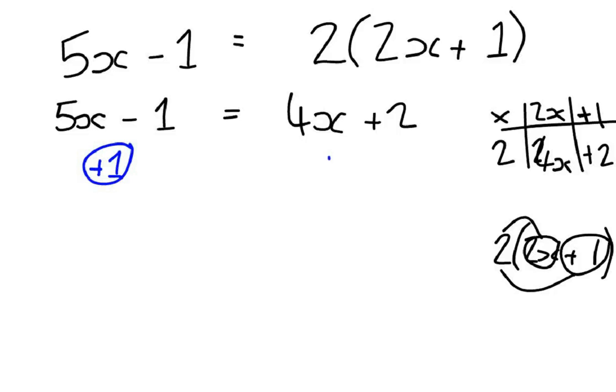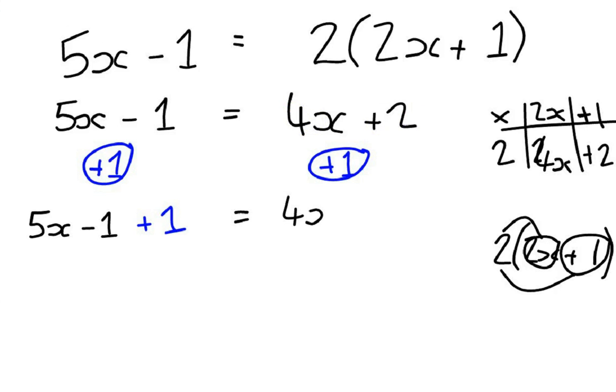As always, whatever we do to the one side, we have to do to the other. So we're adding 1 to both sides. On the left hand side, we've got the original 5x take away 1, and to that we are going to add 1. That's the left hand side dealt with for the time being. Now, on the right hand side, we've got my original 4x plus 2, and to that side we are going to add 1.